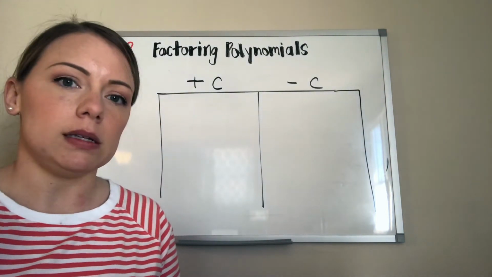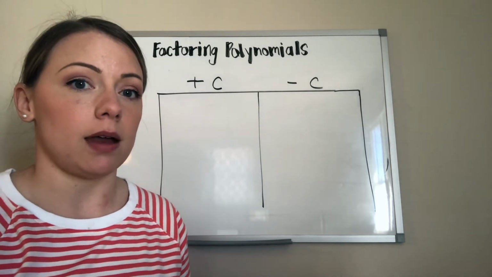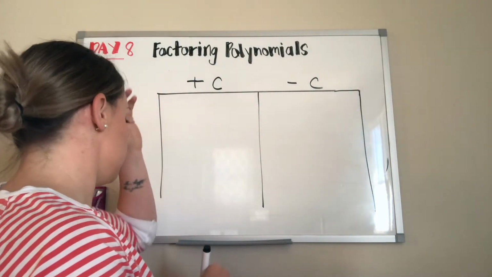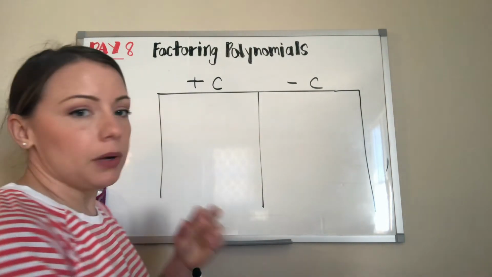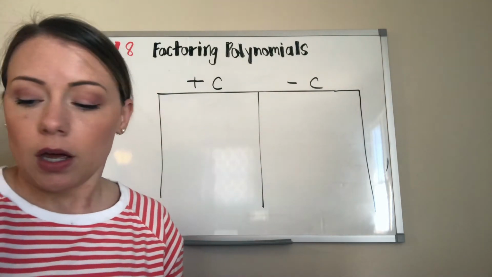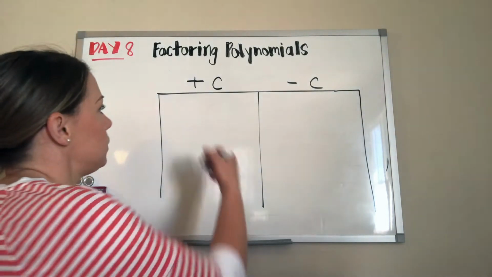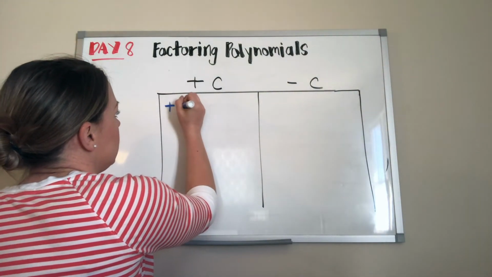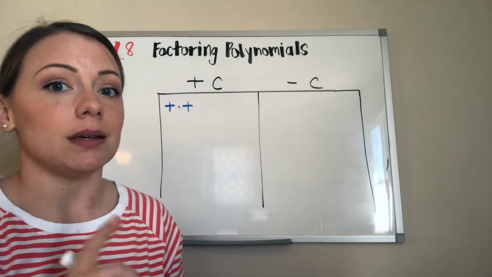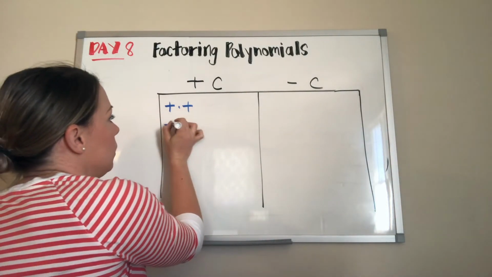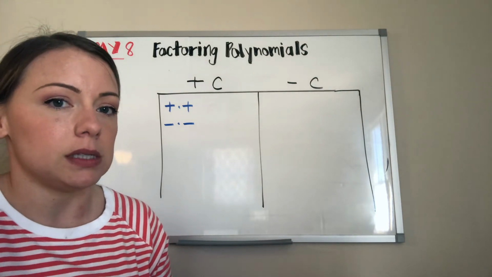So we've already discussed that C is created because two numbers have multiplied to create that number. So let's look at positive C first. If I have a positive C and I break that down into its two factors, then I know that a positive times a positive creates a positive. So this could be positive times positive. But I also know that a negative times a negative produces a positive. So my two factors could be negative, creating that positive C.